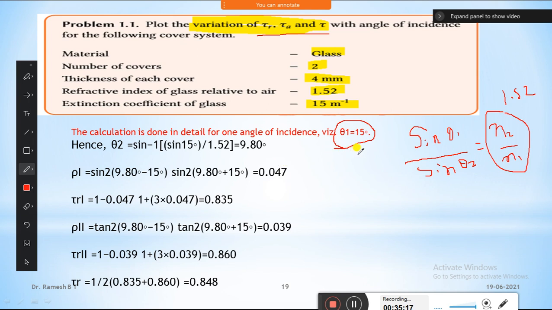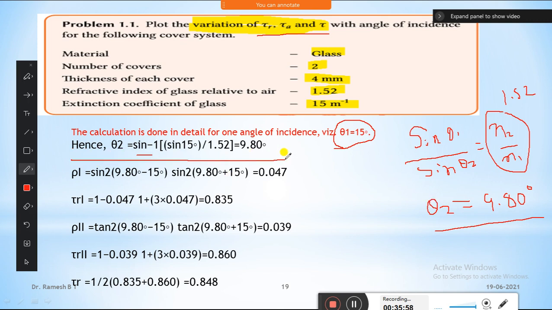Substitute this: theta 1 is 15 degree, n2 by n1 is 1.52, and on simplification theta 2 is equal to sine inverse of sine 15 degree divided by 1.52, and that gives the theta 2 value as 9.80 degree. So theta 1 is 15 degree, theta 2 is 9.82 degree. According to Snell's law, we got the value of theta 2.